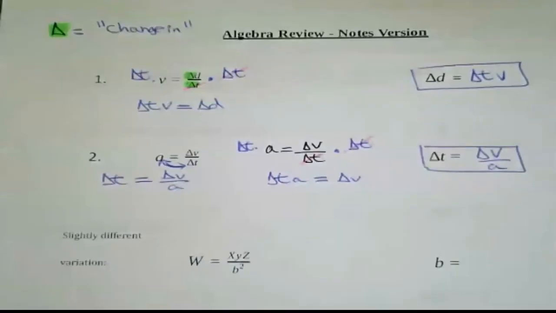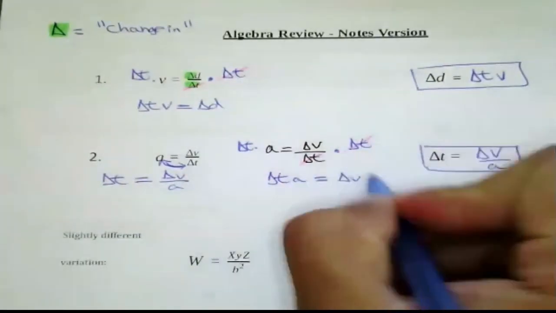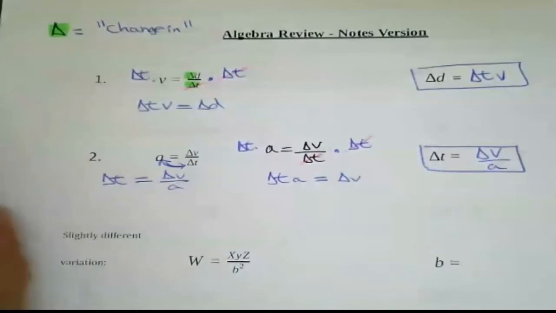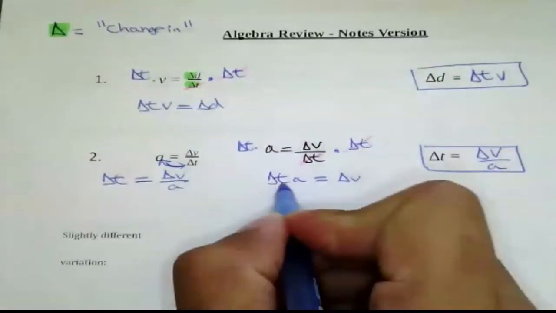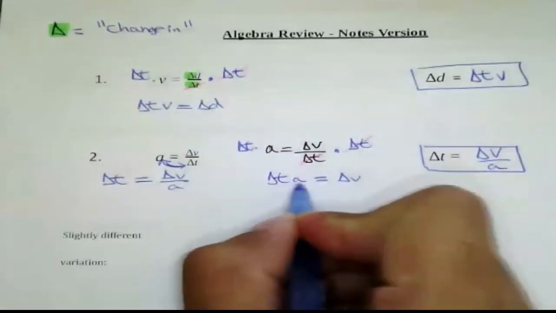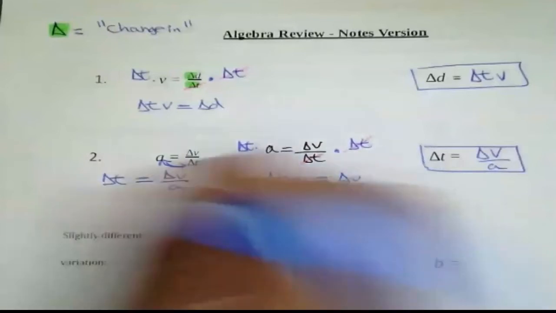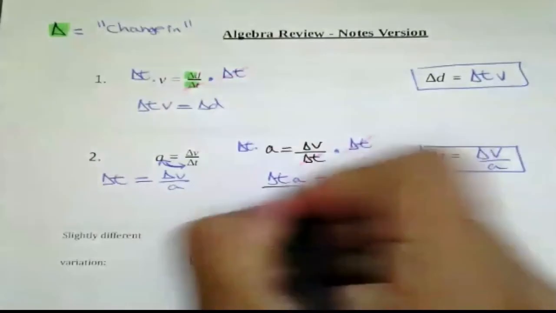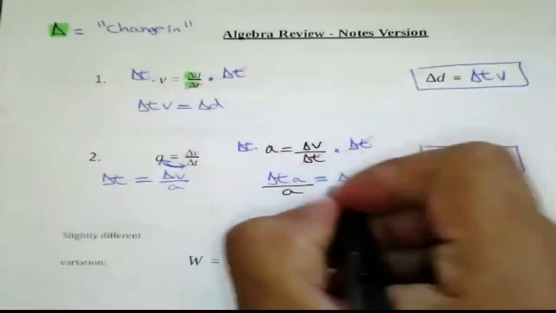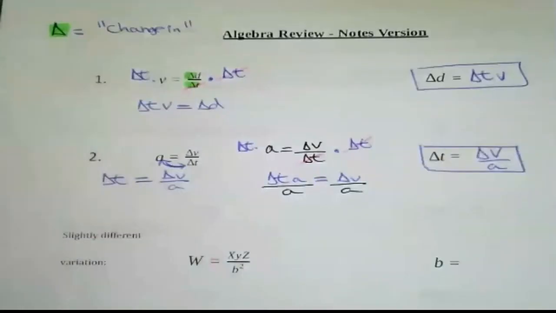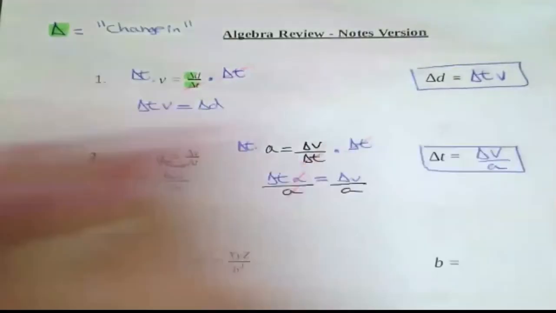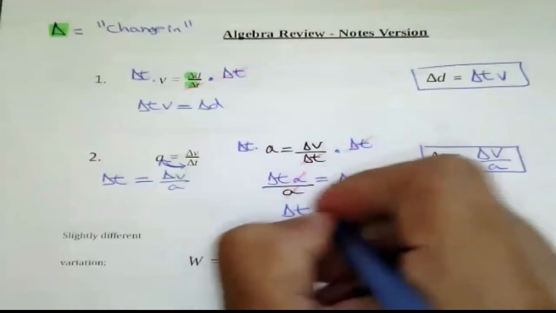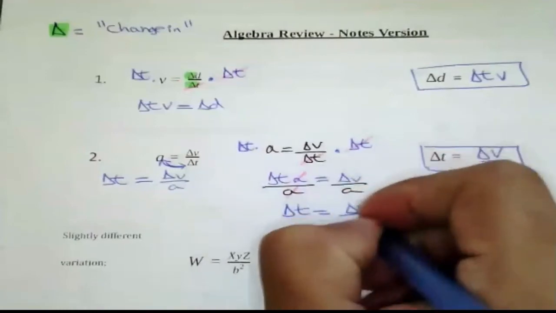We're not done yet because we only isolated delta v when we wanted delta t. So now we look at what we have, and in this scenario, we've got delta t times a. These two are being multiplied. Do the opposite, which is to divide. So we're going to go ahead and divide by a. Do that on both sides. These cancel out. And now we rewrite our equation as delta t is equal to delta v over a.